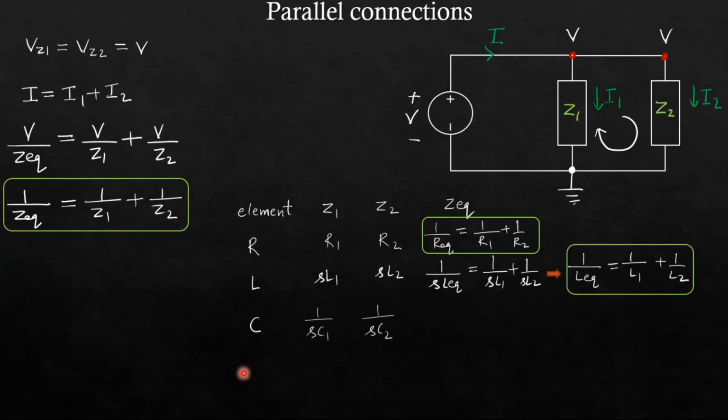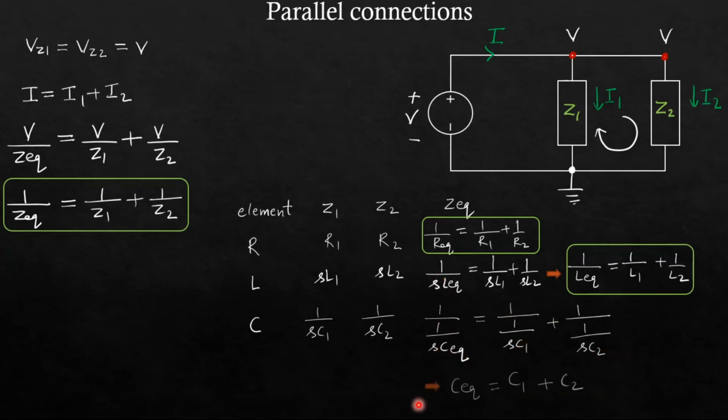For capacitance, Z1 is equal to 1 by SC1, Z2 is equal to 1 by SC2. So 1 upon 1 by SC equivalent is equal to 1 upon 1 by SC1 plus 1 upon 1 by SC2. This part will go to the numerator, okay? So from here we will get C equivalent is equal to C1 plus C2, because S will get cancelled from both the sides. This C1 will go to the numerator and this C2 will also go to the numerator. So this relation we will get, okay? C equivalent is equal to C1 plus C2.